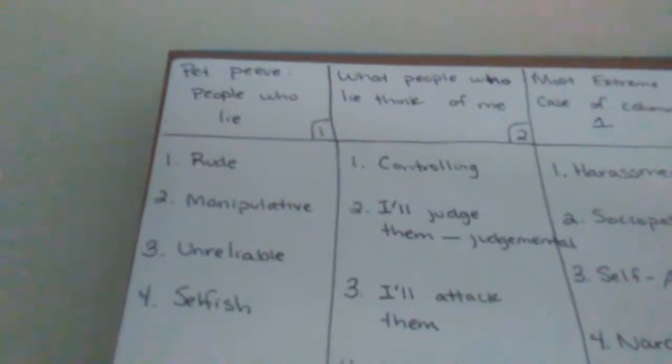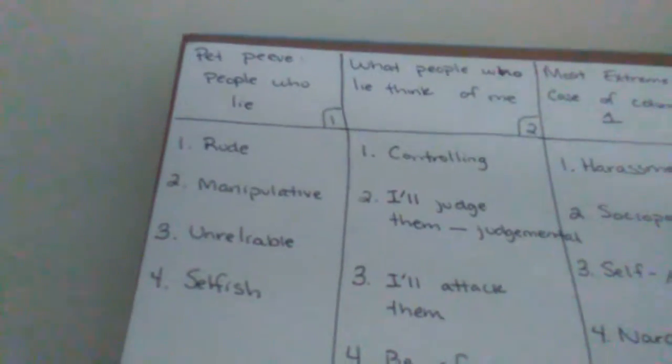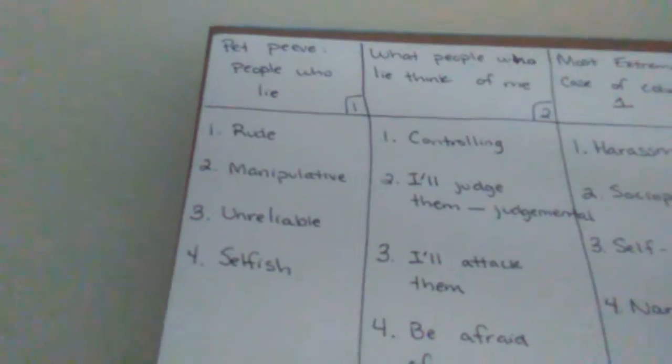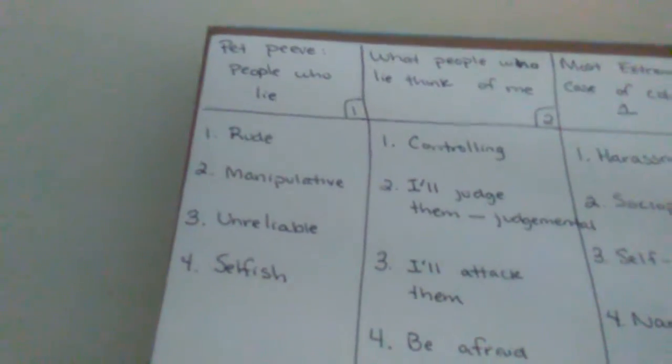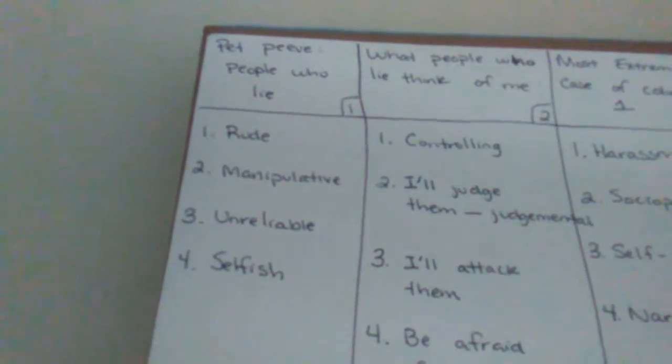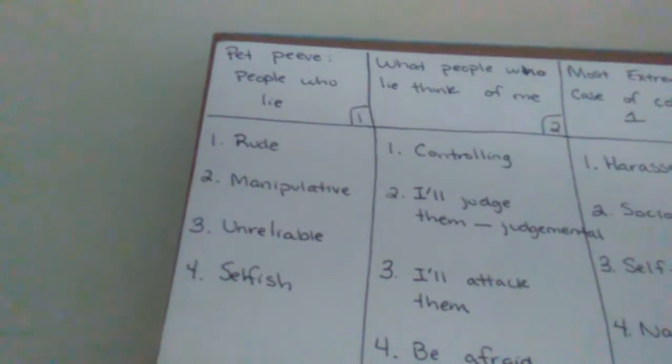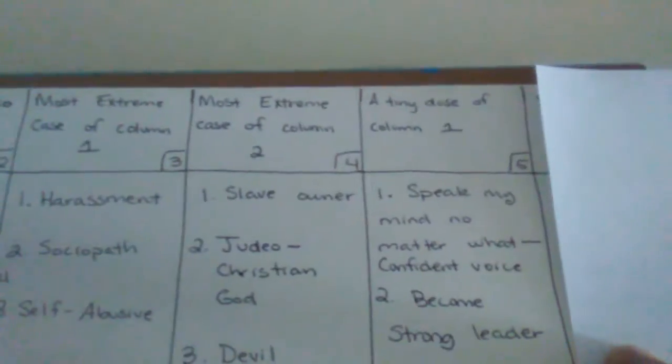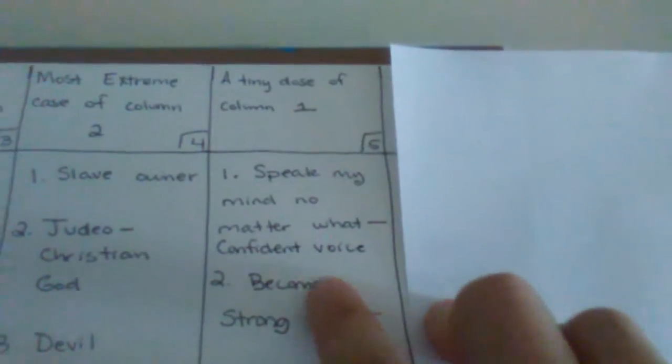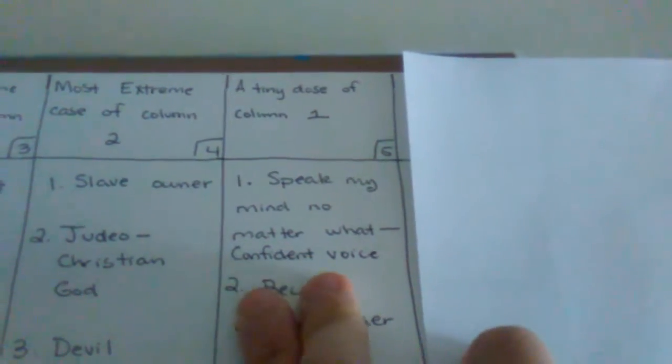So for column 5, what you do is you look at column 1. And so for the first one, rude, I'd ask myself, if I was a little bit more rude in my life, how would that improve it? How would that improve my life? So I picked, if I was a little bit more rude, I would speak my mind no matter what, and I'd have a confident voice.